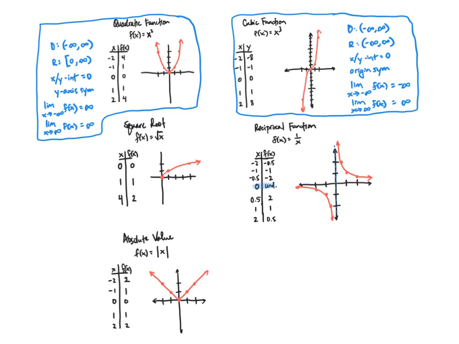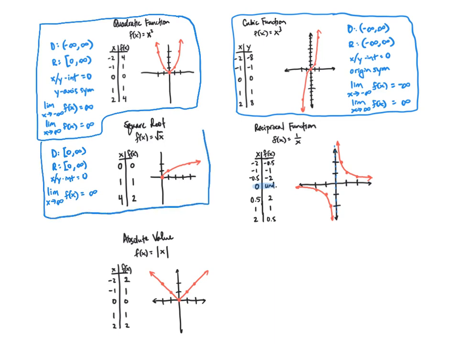Okay, for square root, this time your domain starts at 0 and goes to infinity. Your range also starts at 0 and goes up to infinity. Your x and y intercept are both 0. You have no symmetry. And then for end behavior, you only have one side that goes forever, and that's to the right. So the limit as x goes to infinity of this function is infinity. So there's your characteristics of the square root function.